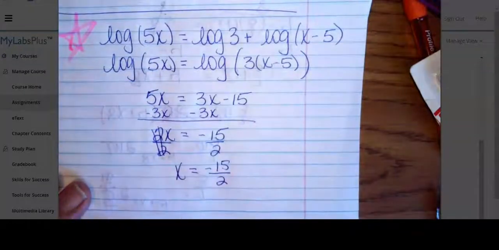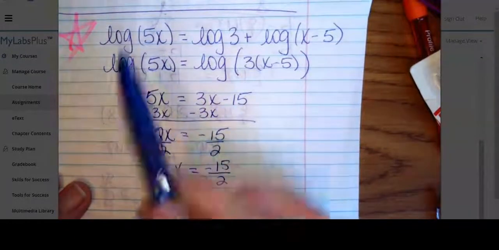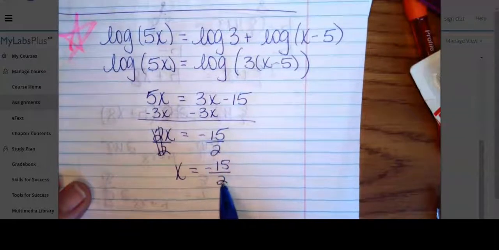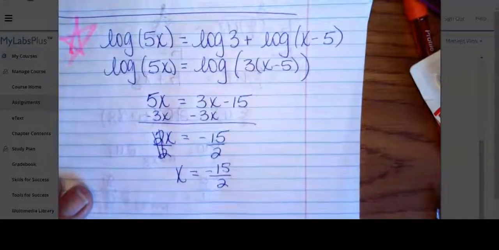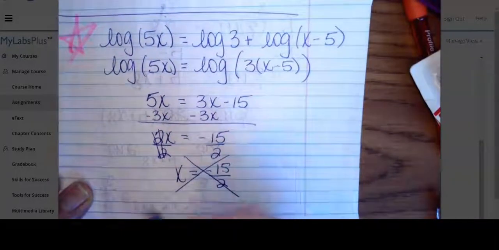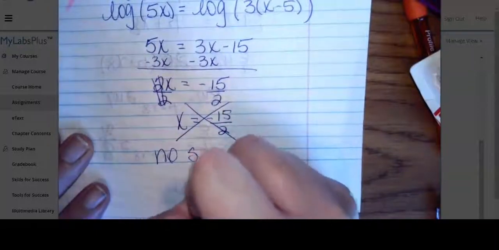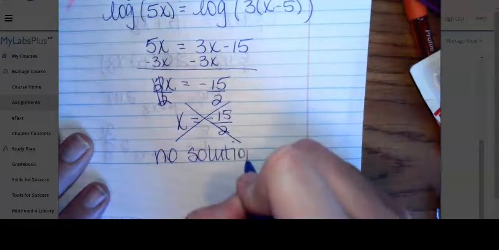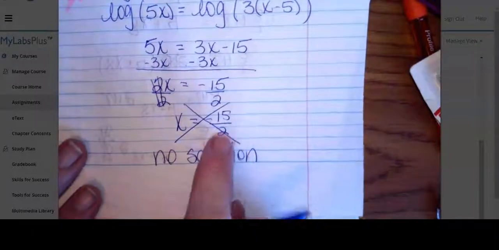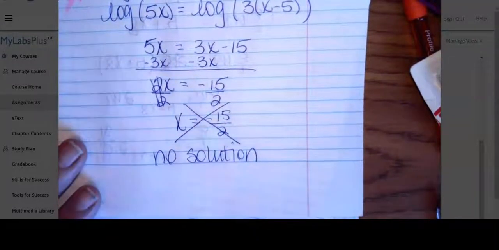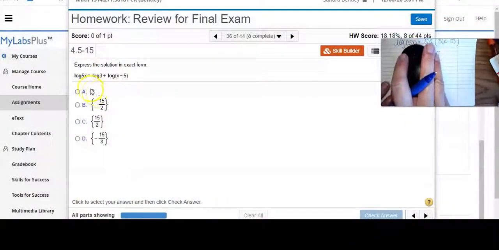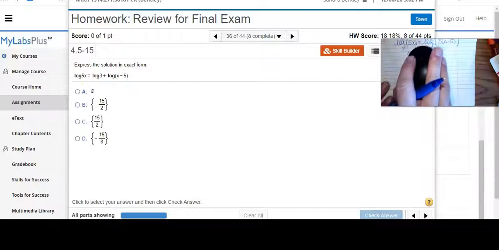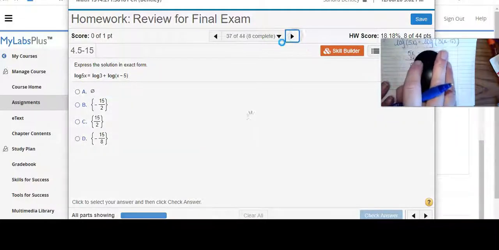Okay, so check your answer. So what is 5 times negative 15 halves? Well, a positive times a negative is negative. So you just blew the whole thing out of the water. So we stop. This is impossible. There is no solution. You did your math right, but the answer is not usable, so that's extraneous. Okay, so you have no solution for this. So when I look at my options, I got no solution. The empty set. Okay, let's try another one.